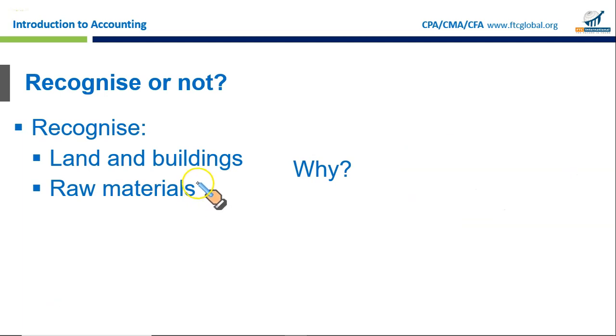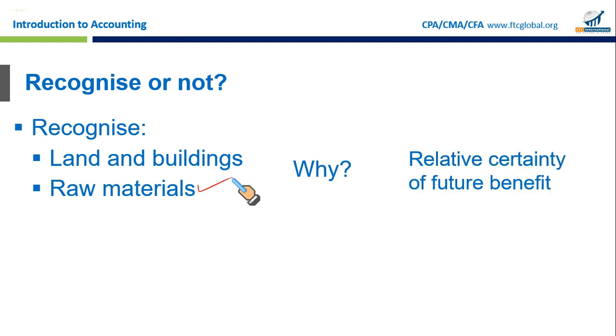So why recognize raw material? Raw materials are essential inputs in the production process. Like if I'm into the leather business, leather sheets are my input. They are converted into shoes, finished goods, which are sold to generate revenue. So this direct link to production and sales provides clear evidence that the raw material has the capacity to generate future economic benefits. So we are going to recognize both of them.